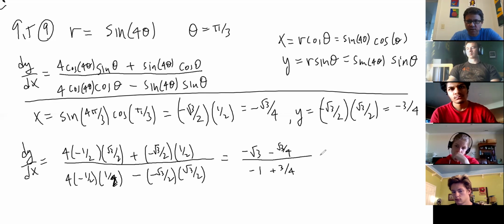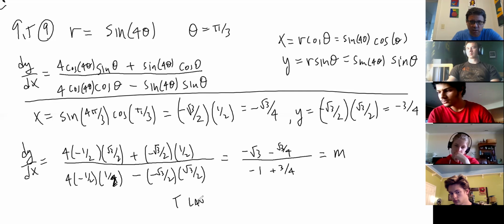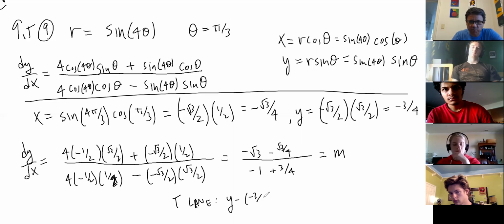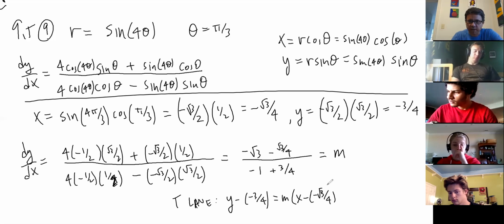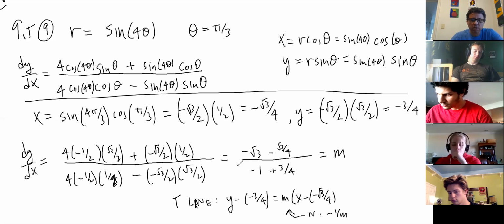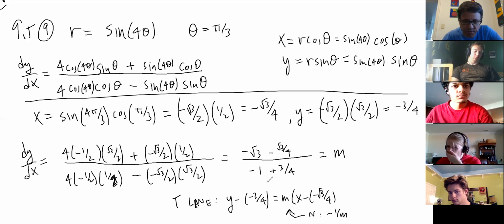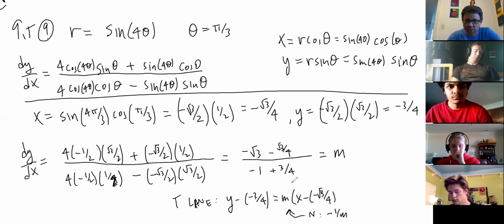So here's the sneaky trick. Let's just call that M. And then the tangent line will be y minus a negative 3/4 equals m times x minus a minus square root 3 over 4. And then the normal, to get the normal line, I just replace that with negative 1 over m. So trying to chase all this stuff out and cancel the 4s out and get a nice common denominator and stuff.